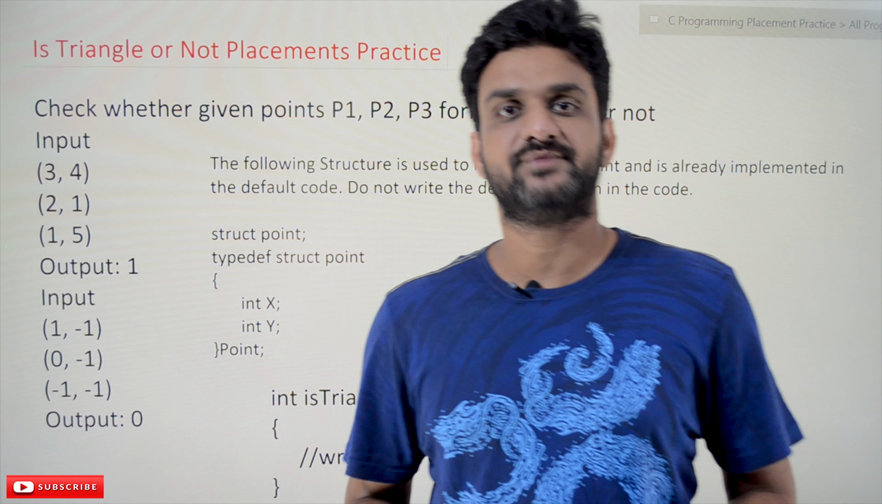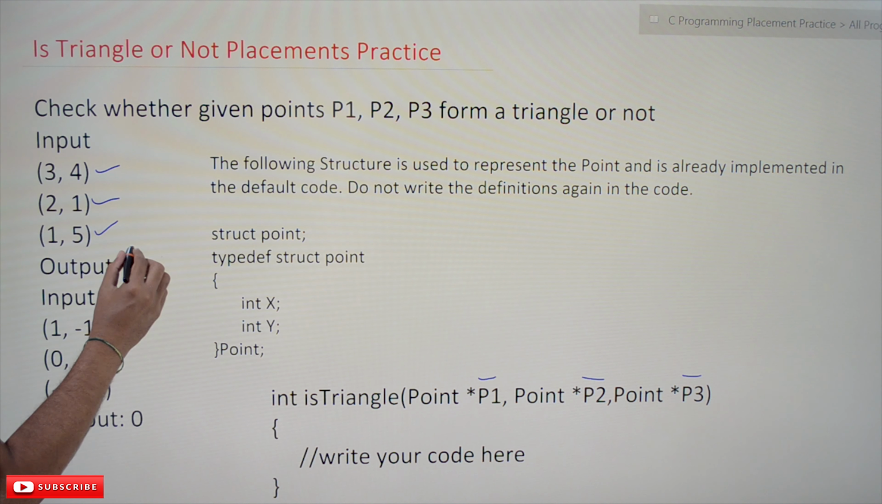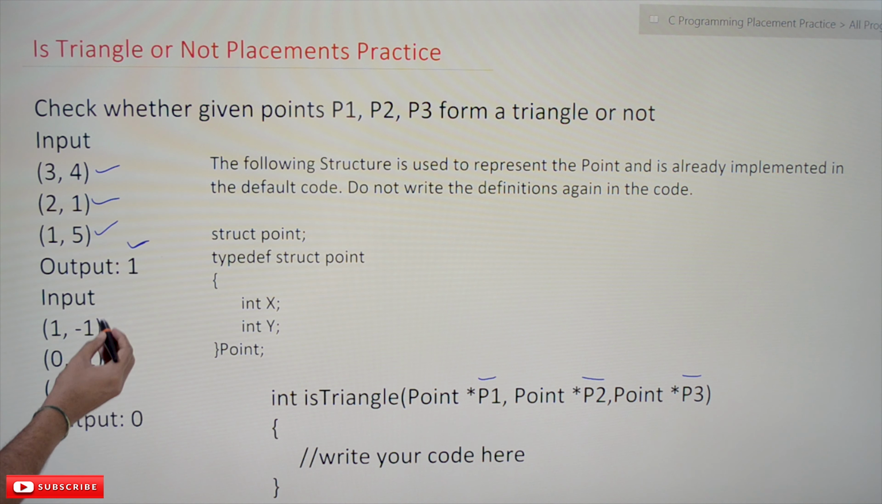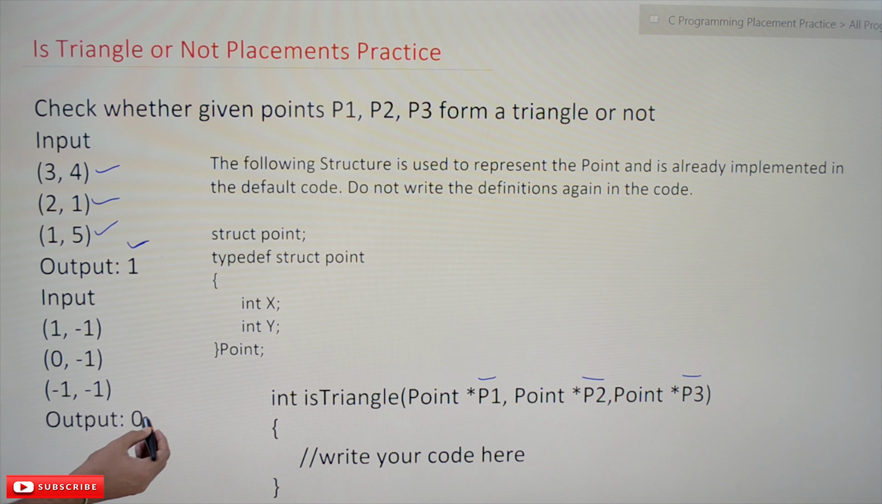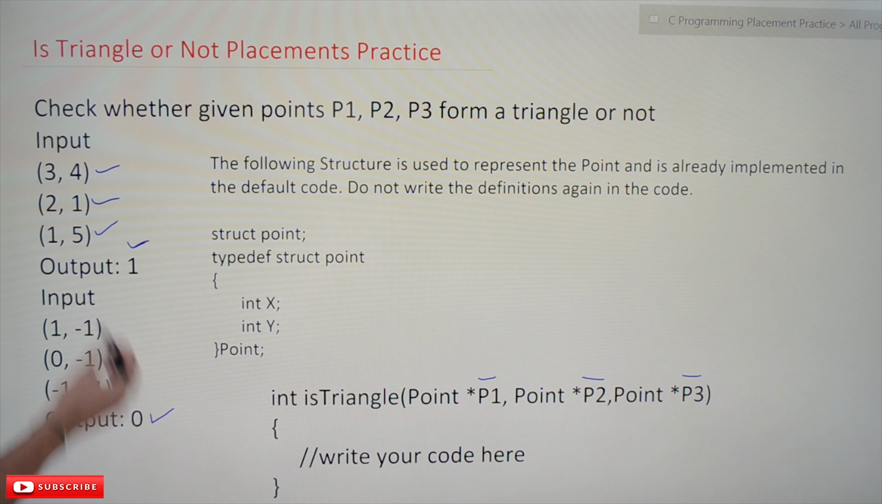For example, we will go with this input. These are the coordinates that are provided. By using these coordinates, we have to print either 1 or 0. If it is a triangle, we print 1. Based upon these inputs, it is not a triangle, so it is going to produce an output of 0. These are the kinds of inputs, and this is the expected output that we have to produce with this program.